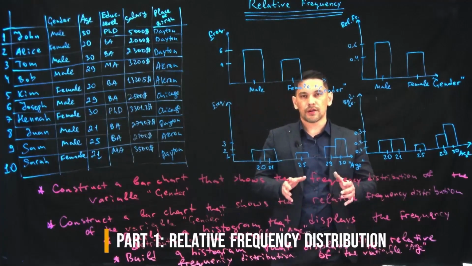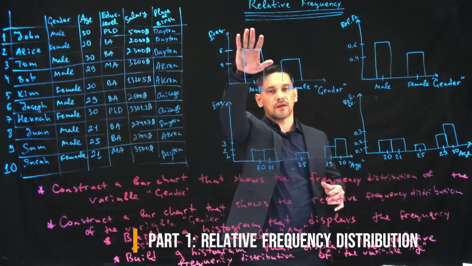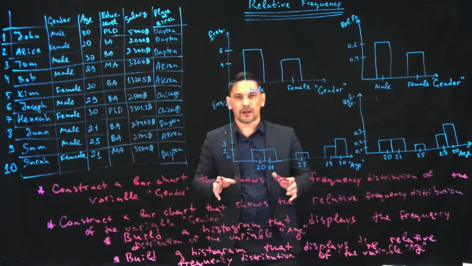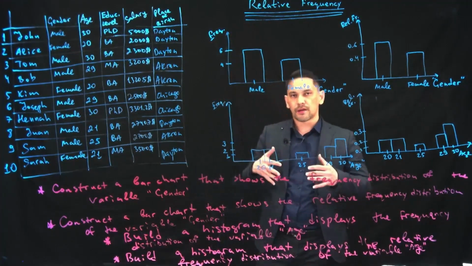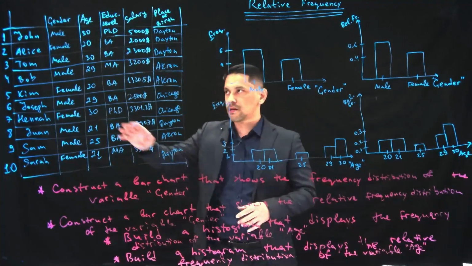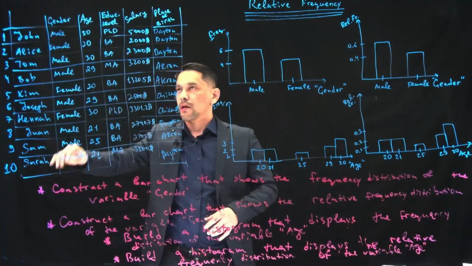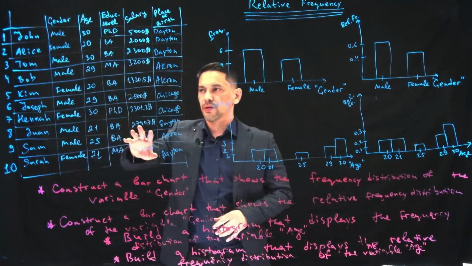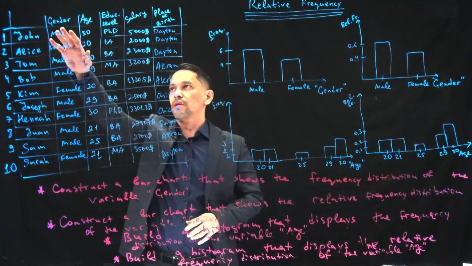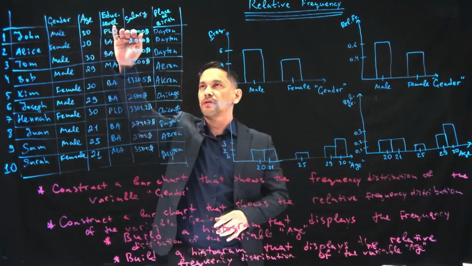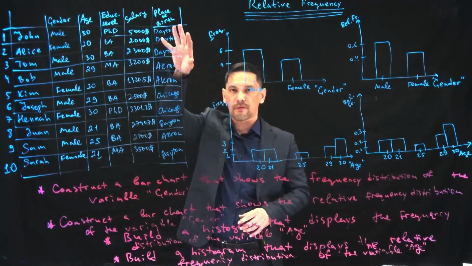Hey guys, in this video I'm going to explain what a relative frequency is, okay? For that I'm going to use a small example. Let's say I'm a manager at some kind of a small organization. I got 10 employees working for me. And this table, this data set, is showing some information about my employees. It's showing me the genders, ages, education levels, salaries, and places of birth of my employees.